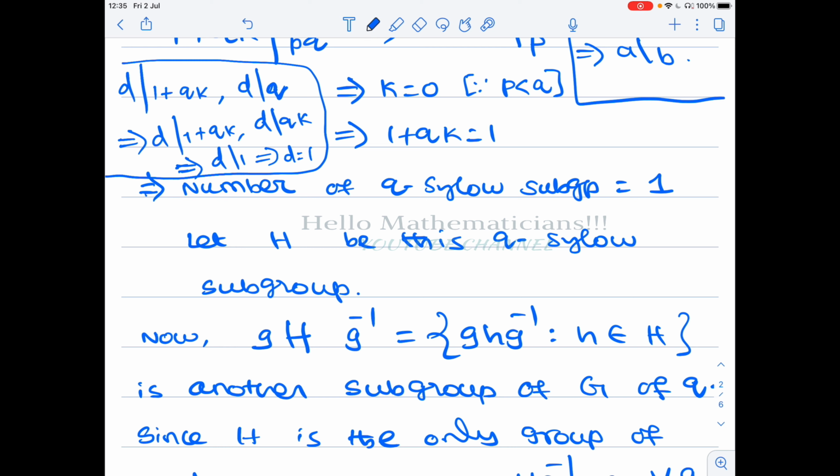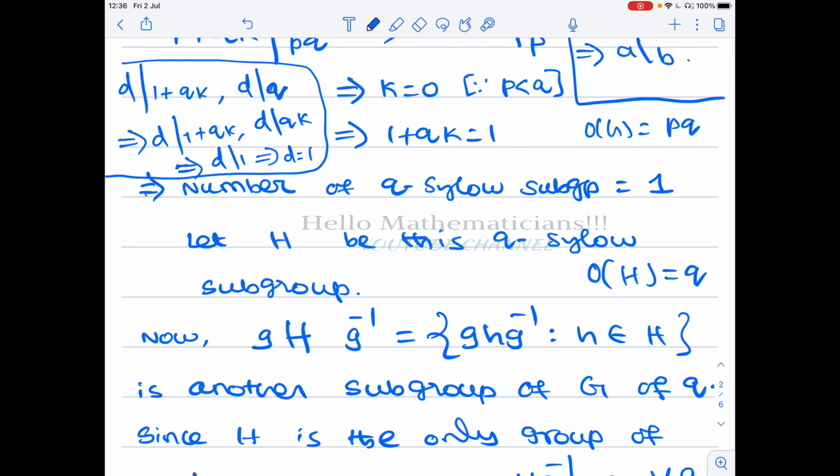So let H be the q Sylow subgroup. The order of G is PQ, and the largest power of Q dividing the order of G is Q to the power 1, so the order of this subgroup will be equal to Q. In general, if the order is P power K times Q power N, the order of the Q Sylow subgroup will be the largest power of Q dividing the order of G, Q power N, and the order of the P Sylow subgroup will be P power K. But in this case, we have just P into Q. Therefore the order of H will be just Q. Good, so we have a subgroup of order Q. Also, this subgroup is unique.